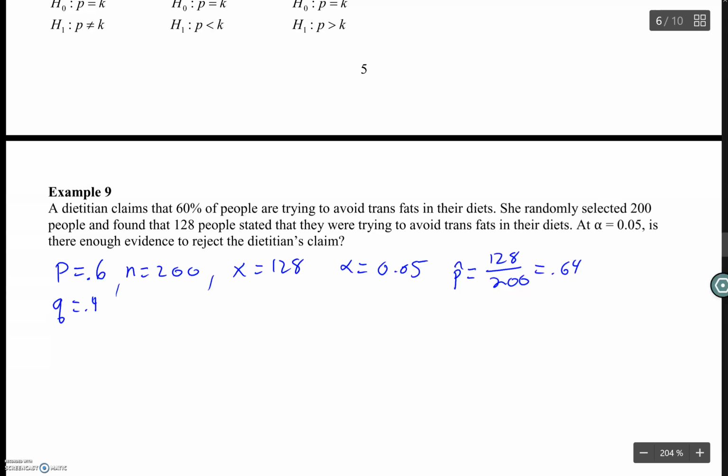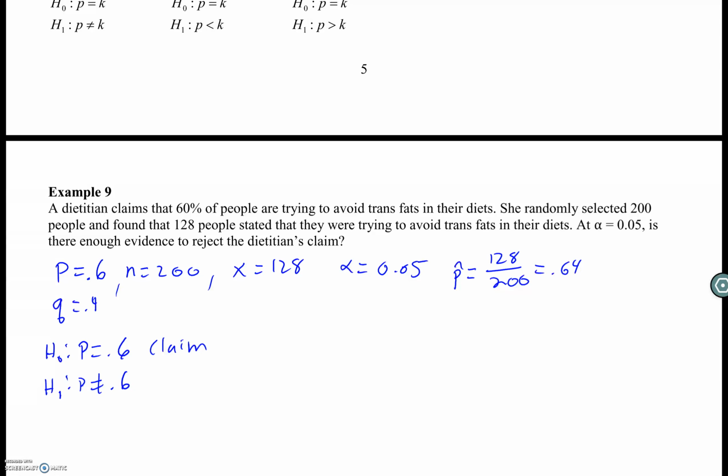We need to come up with our hypotheses. What's the null hypothesis? What are they claiming? Not quite. The dietitian claims that 60% of people. So P equals 0.6. And if they're claiming that it equals 0.6, what's the alternative? P does not equal 0.6. So we don't know whether it's less or more. We just know it doesn't equal that amount.